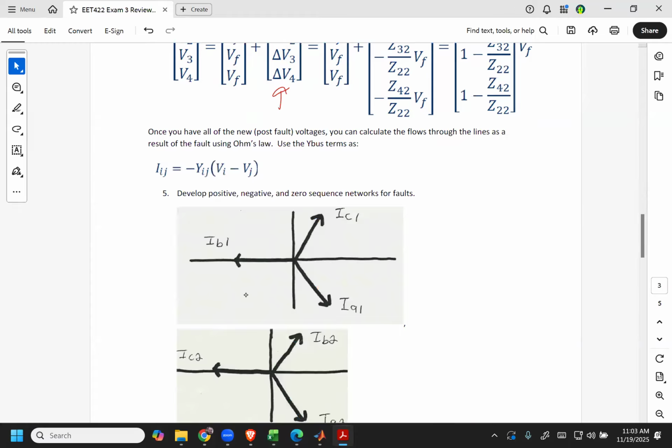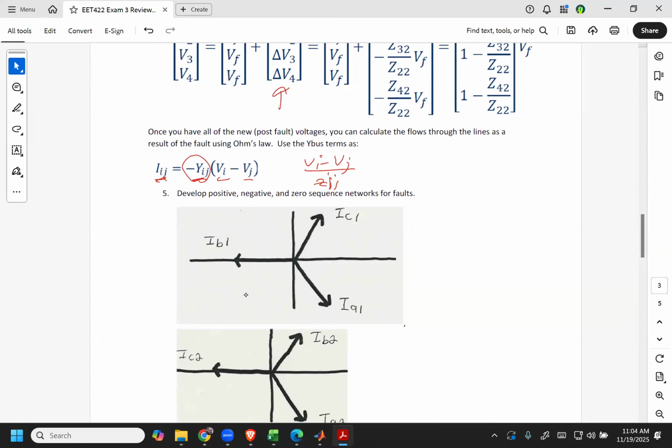Here is exactly what we said. If you want to calculate the post fault current value on a line, you take the line difference between the two bus voltages, and you can either divide that by the impedance of the actual line. So that's not Z bus, that's the actual impedance of the line, or you can multiply by the admittance over there.